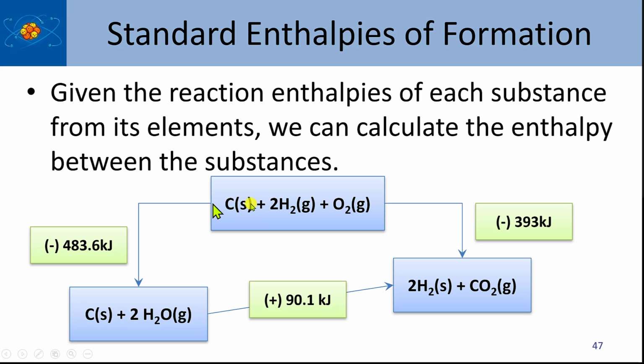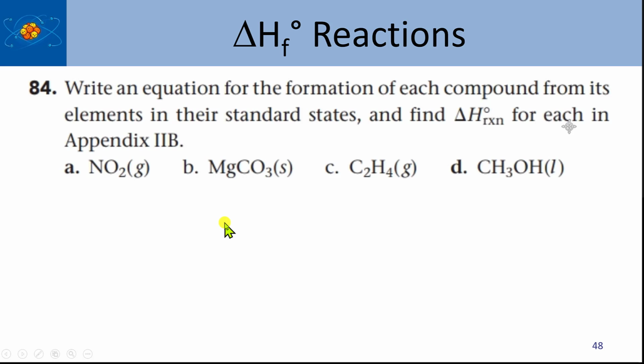If you know the energy from this state up here to here is minus 483, and this state from here to here is minus 393, you can calculate the energy that it takes to go from these reactants to these products. And so this is the idea of standard enthalpies of formation. They calculate the energy for the formation of substances from the elements that they're composed from. So we call those, again, standard enthalpies of formation.